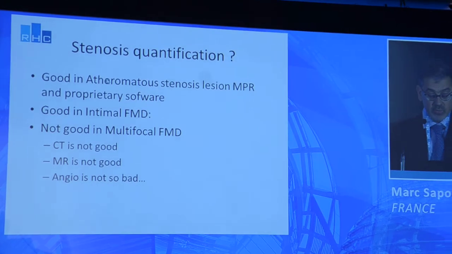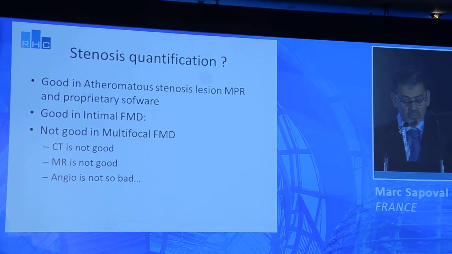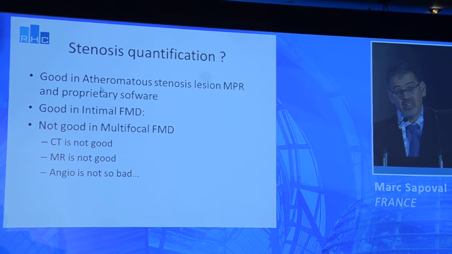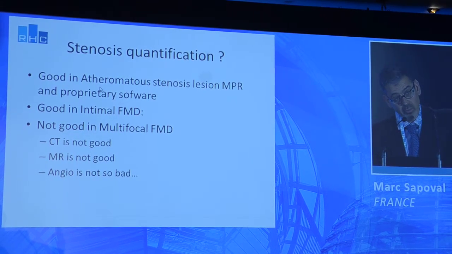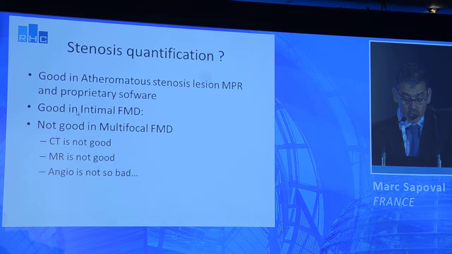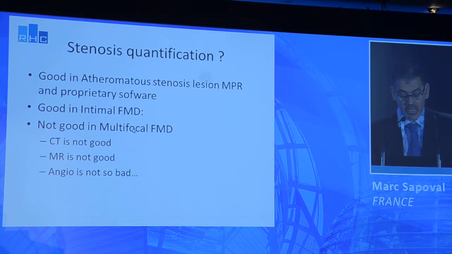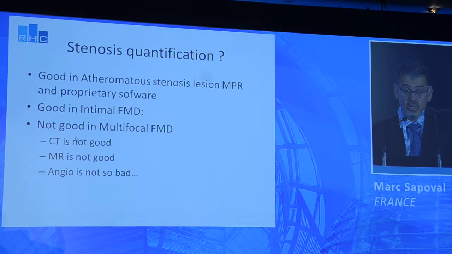Quantification is relatively good when we are looking for atheromatous lesions. It doesn't give any functional information, and you have to rely on duplex. It's good for unifocal fibromuscular dysplasia, but for multifocal FMD, this famous string of beads aspect, I would say CT is not good, MR is not good, and angio is not so good, but not so bad.